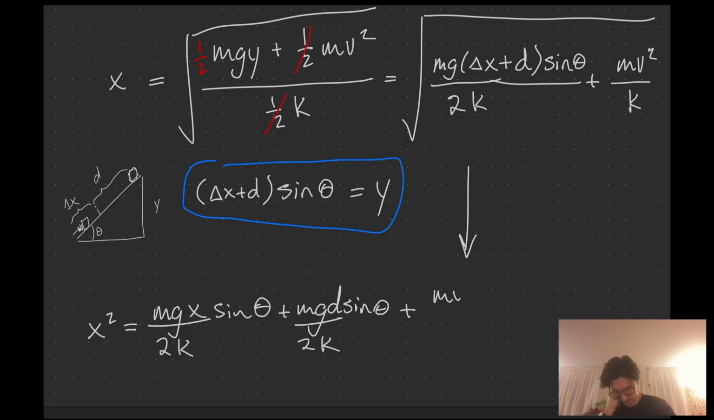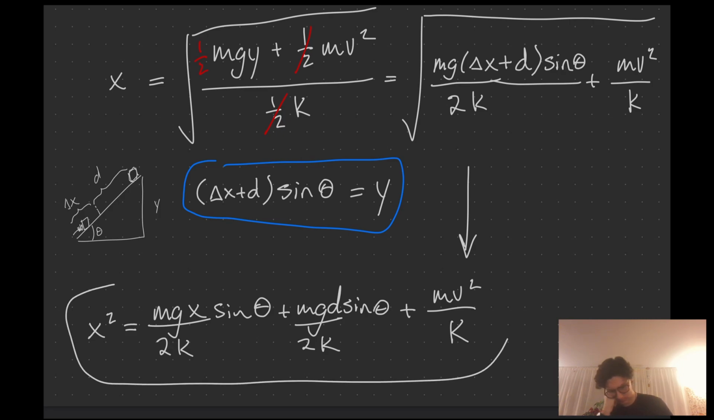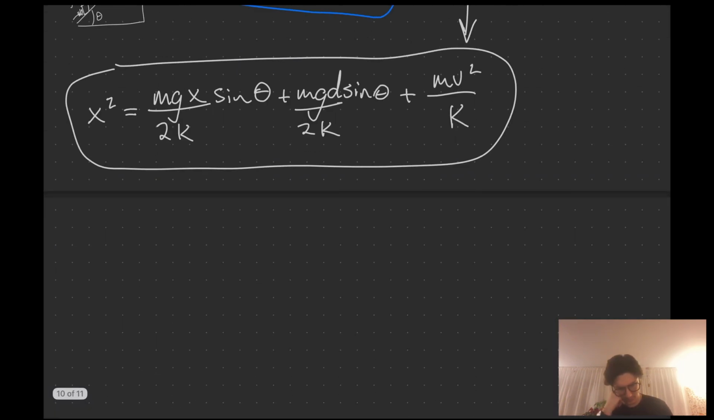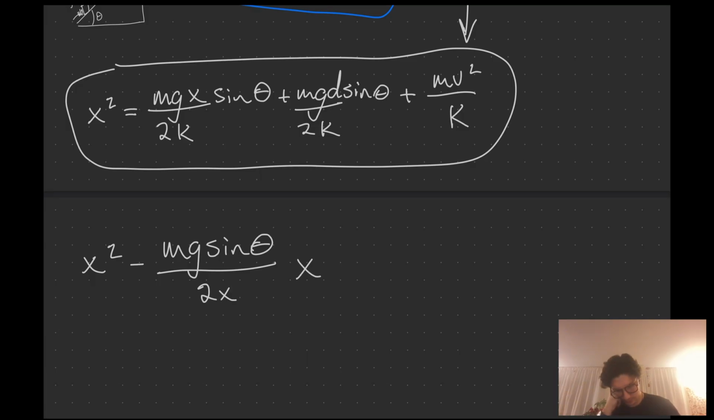Plus mv squared over k. Alright, now we have this equation. Oh my goodness, this is messy. How do we solve for x? So we have x squared minus mg sine theta over 2k x. This is not looking good.